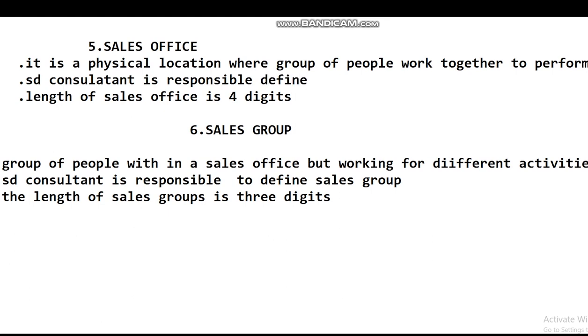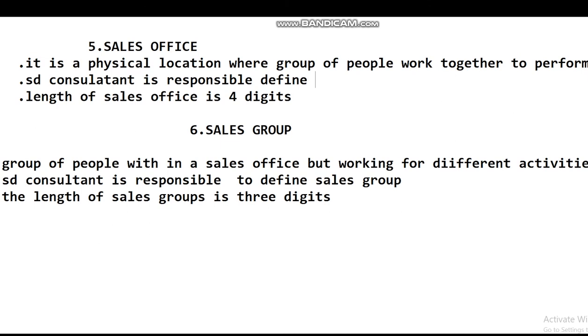The length of sales office is 4 digits. Simply it is a physical location. The name itself, office, means a physical location where a group of people work together to perform sales.